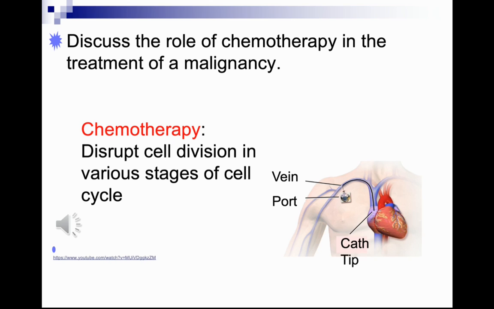Chemotherapy can also disrupt cell division in various stages of the cell cycle. This particular person has a port embedded in the subcutaneous tissue so that they can receive chemotherapy. Click on this YouTube video to learn a little bit more about chemotherapy.